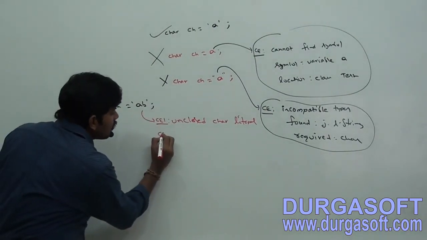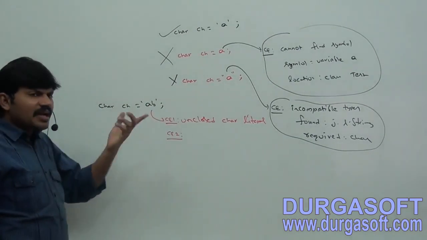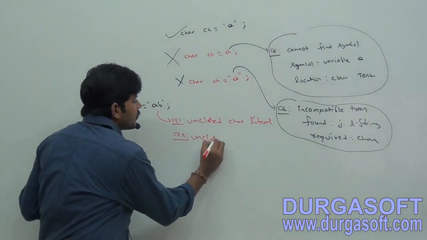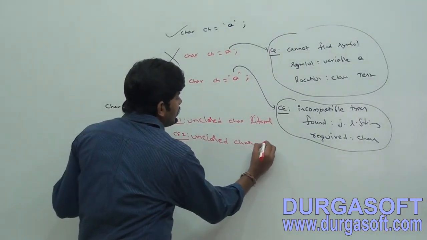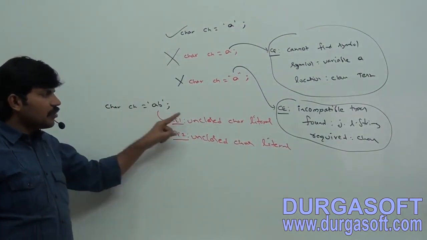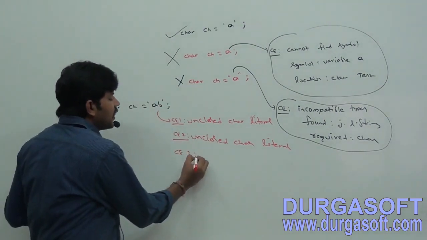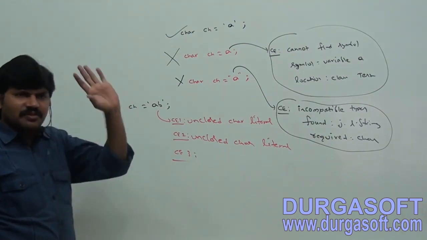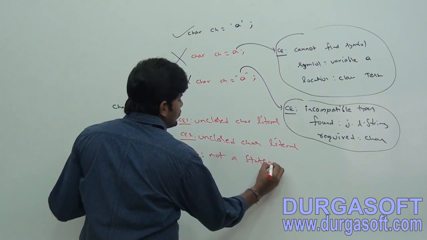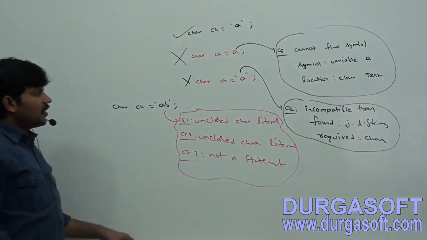Here also a single quote is there, but where is the corresponding single quote? Not there. The match is not there. Unclosed char literal. For this single quote, one error. For this single quote, one error. The next compile time error, number three, is that it is not a Java statement. So it is not a statement. By default we are going to get these compile time errors for this one.